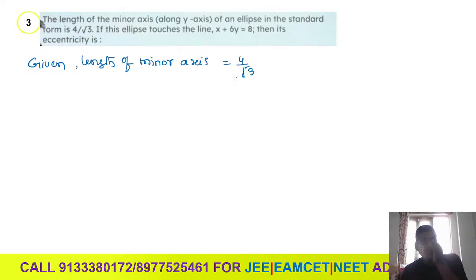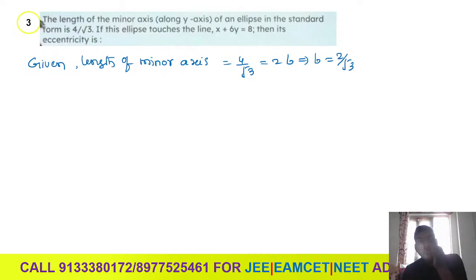If this ellipse touches the line, and you see here the length of the minor axis is along the y-axis. Minor axis along the y-axis means it is a horizontal ellipse. So this is 2b. From this, what is b? b equals 2 divided by square root of 3.